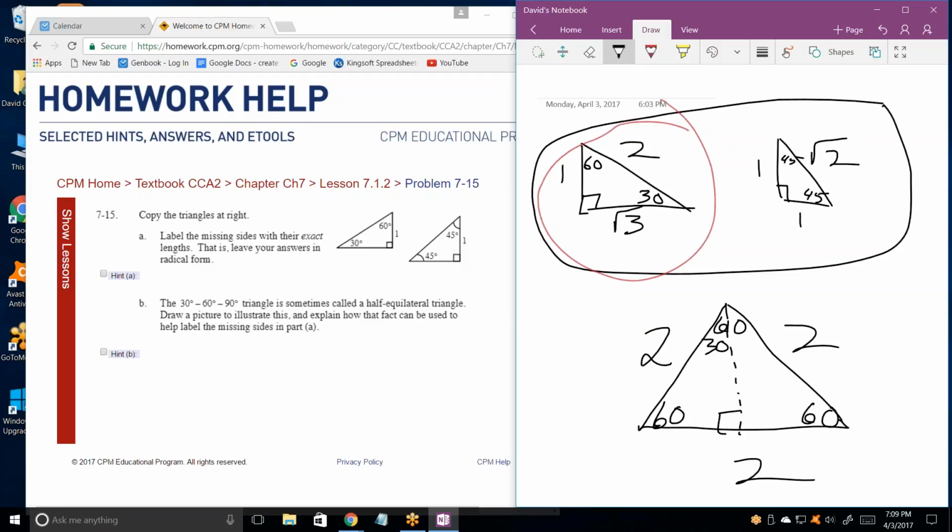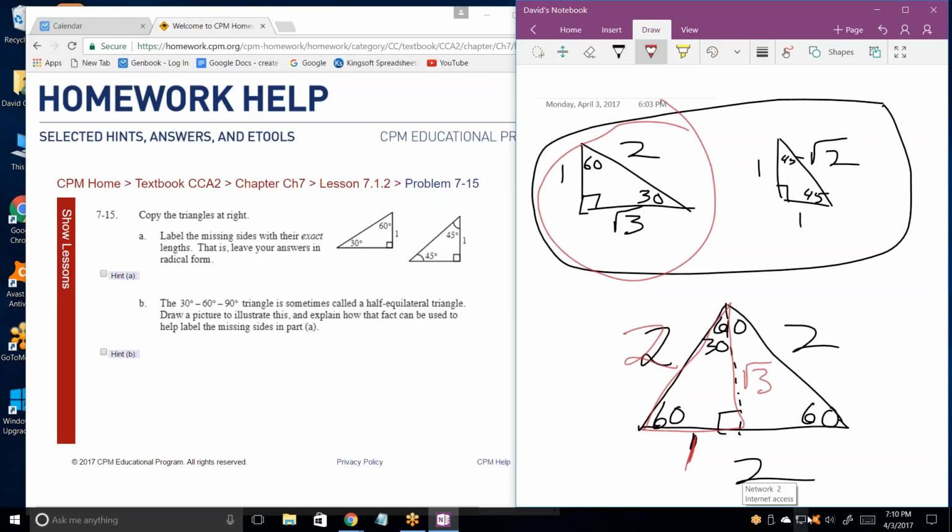Well, when you drop a vertical, that splits the bottom, so now that's 1. Now you have this triangle that's the 30-60 triangle. The side opposite the 30 is 1, the hypotenuse is 2. If you do the Pythagorean theorem, that's root 3.